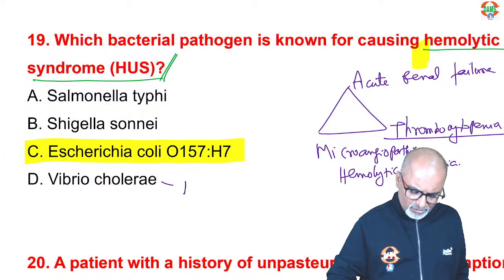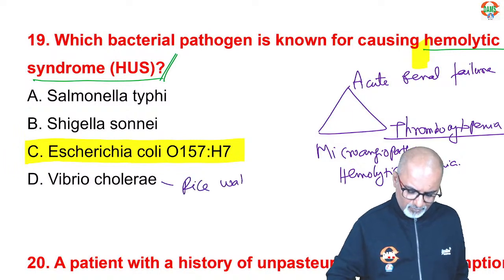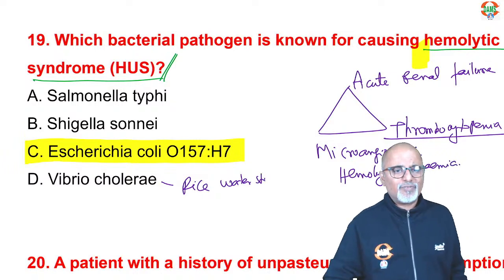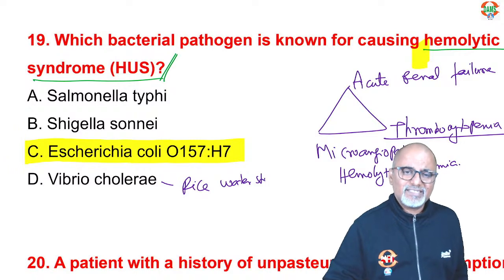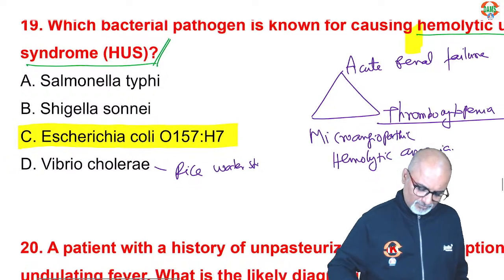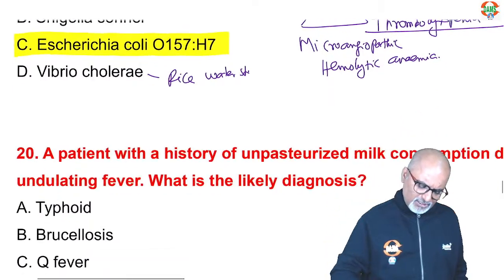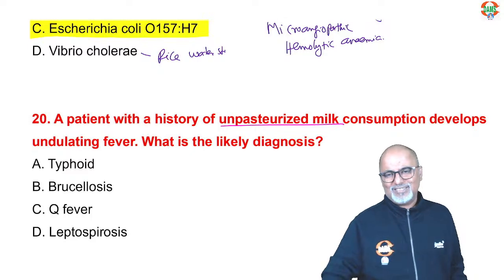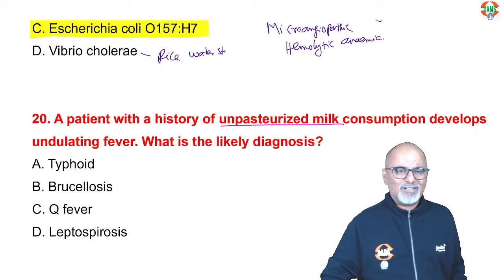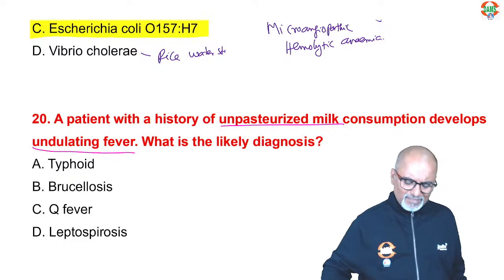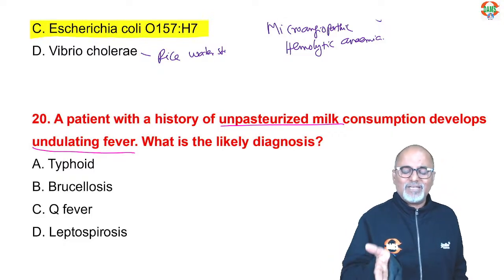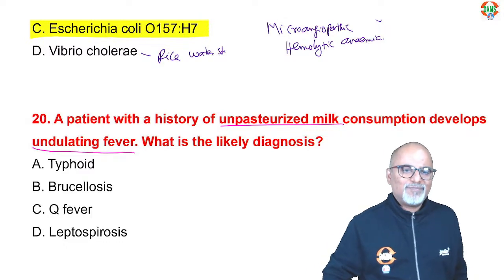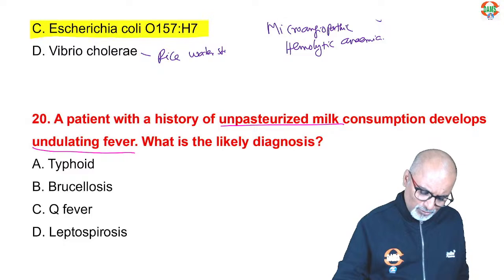Vibrio cholera causes rice water stool. Salmonella typhi causes enteric fever, typhoid fever. Shigella sonnei causes bacillary dysentery. A patient with history of unpasteurized milk, that's a clue, develops undulating fever. What is undulating fever? Daytime the temperature will be high, night time the temperature normal. That is called undulating fever, caused by brucellosis.